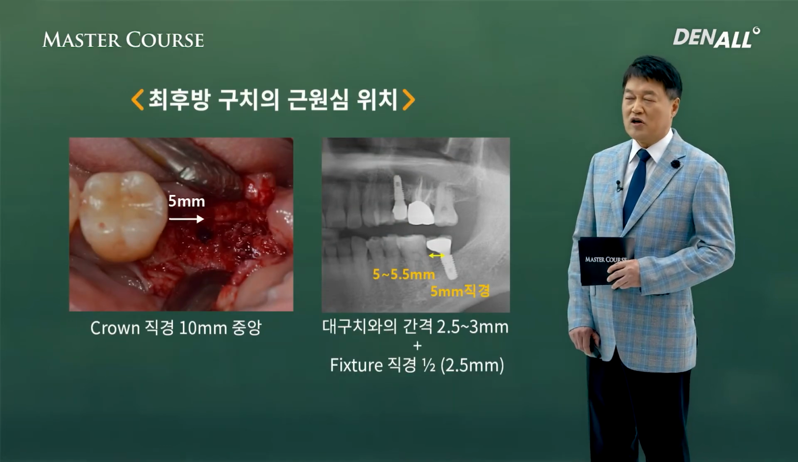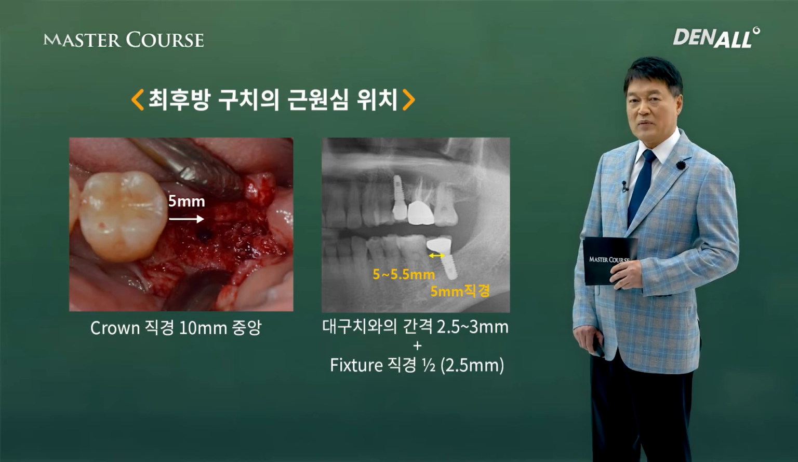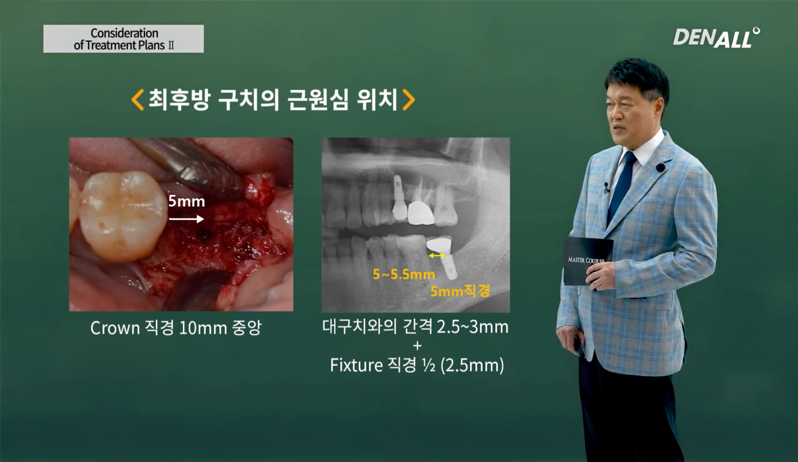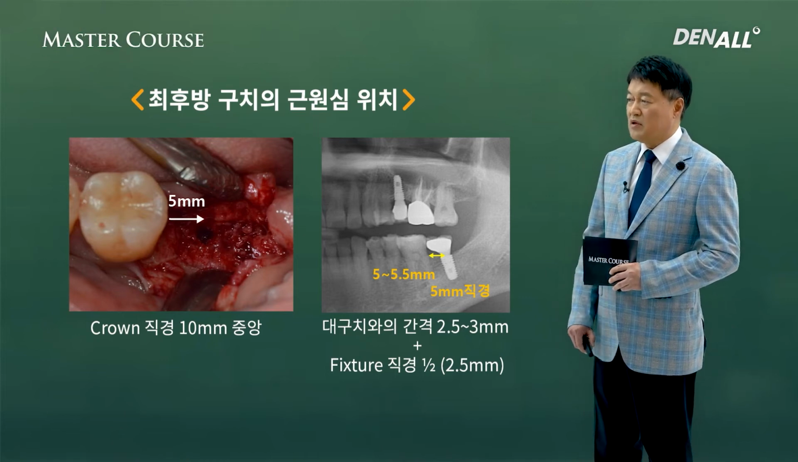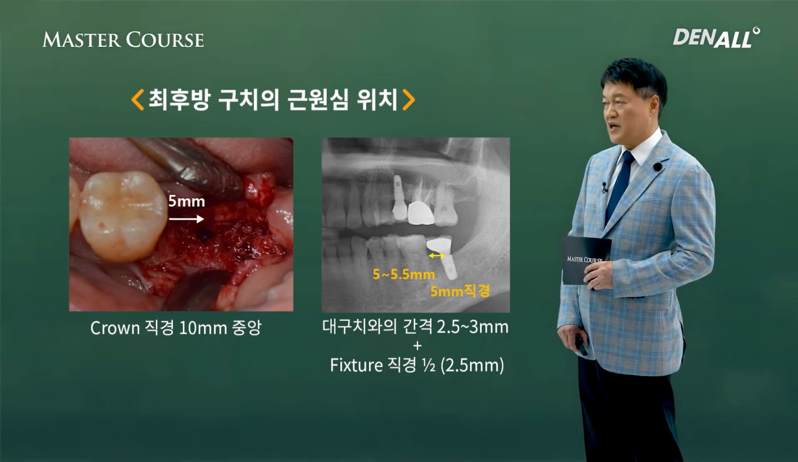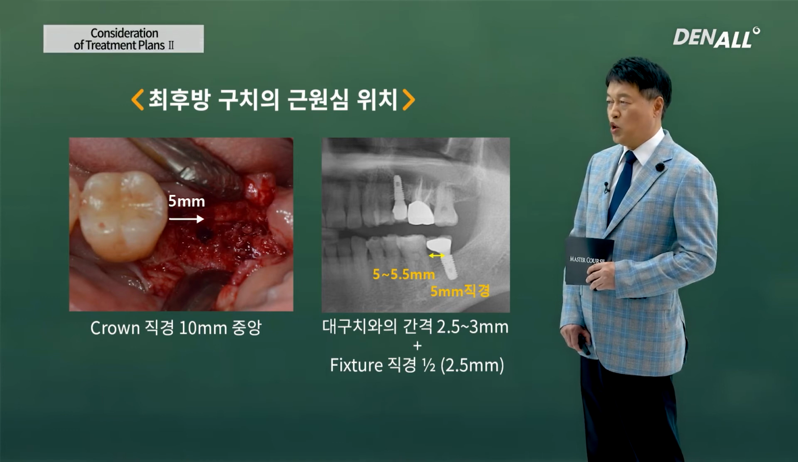In the most posterior teeth, it's very difficult to get the mesiodistal position. When we try to get space, think about this. If the molar crown's diameter is 10 mm, then the center is 5 mm. In other words, in number 6, the position that's 5 mm from the distal, that's where you place it. Let's say the molar and implant distance is 2.5 to 3 mm. If you place a 5 mm diameter implant, add 2.5 mm, and ideal placement should be 5.5 mm away from number 5.